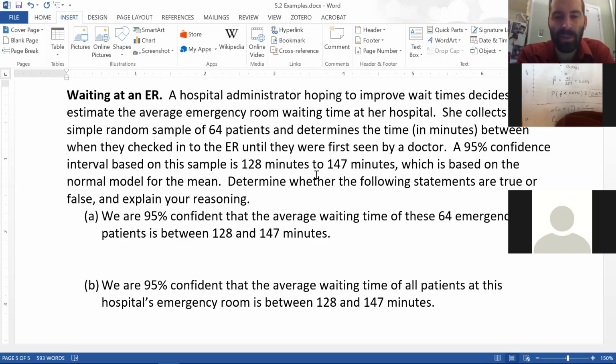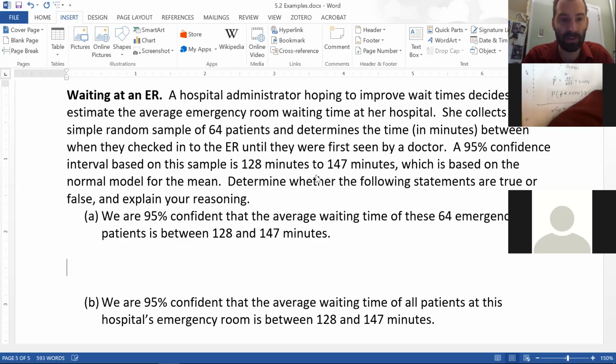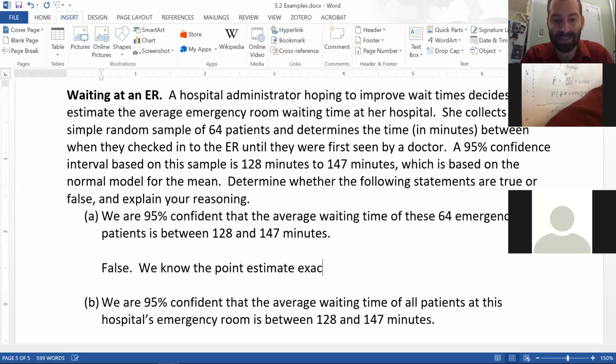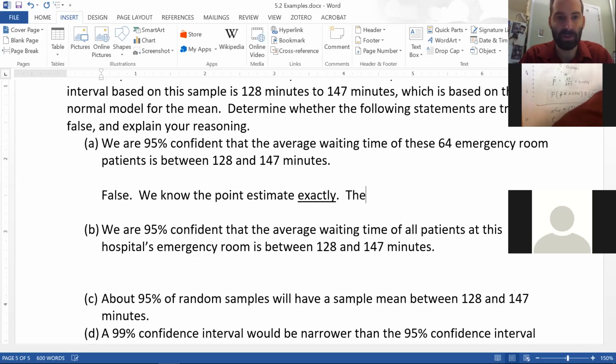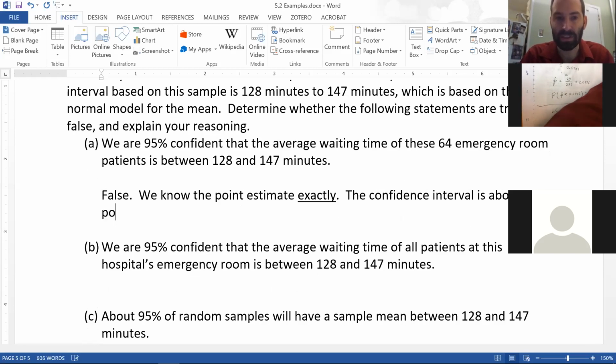The confidence interval is not about that. That's the average that we would have computed, right? That's the sample estimate. That's the point estimate. So no, that's not what the confidence interval is about. So no, that's false. We know the point estimate, the one from the 64 patients, exactly. We don't need a confidence interval for that. That's silly. That's not what the confidence interval is about. The confidence interval is about the population.